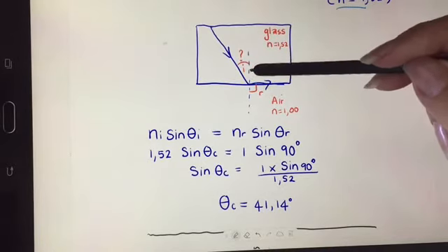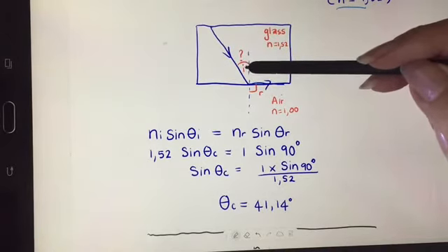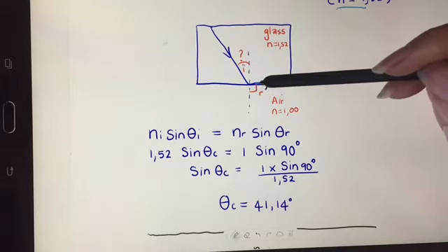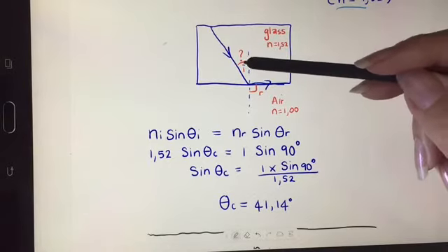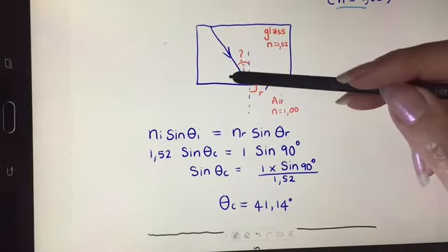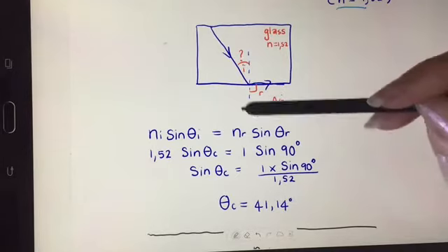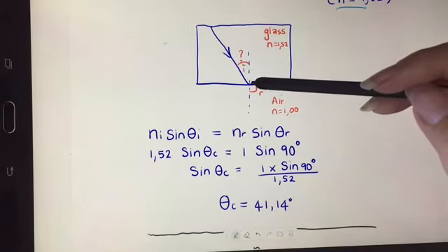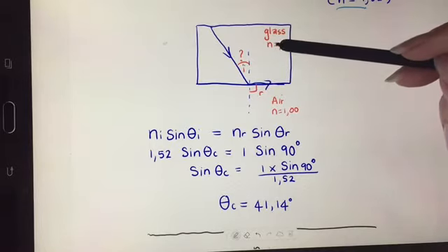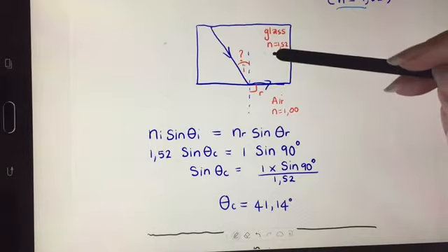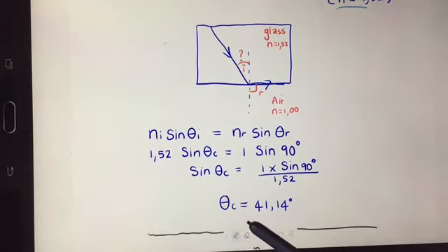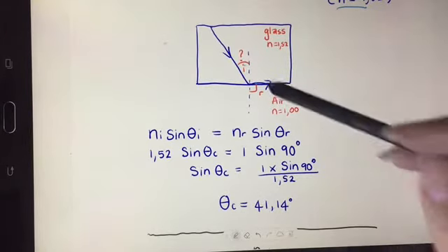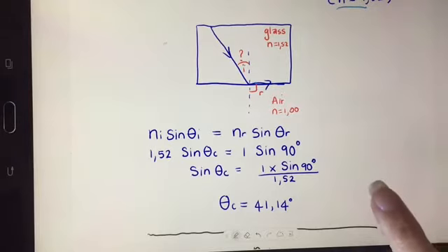So that angle of incidence there, if it's 41,14 degrees, the angle of refraction is going to be 90 degrees. If that angle of incidence is greater than 41,14 degrees, if it's 42 degrees, what is going to happen? The light ray will then be reflected back into the medium and total internal reflection will take place. So that happens when the angle of incidence is greater than the critical angle that we've calculated here as 41,14 degrees.